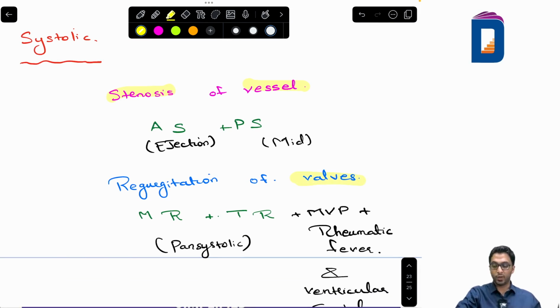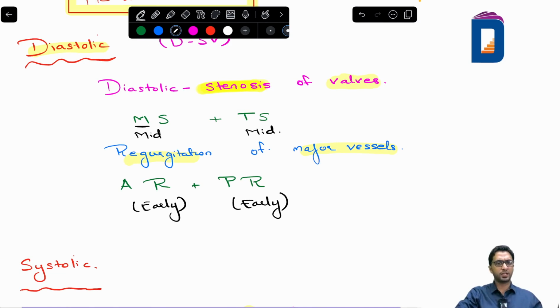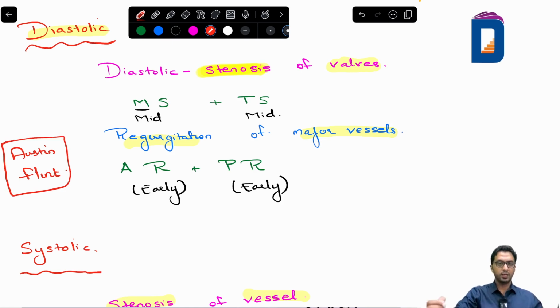Okay. And one more thing I just want to add here. Let me see if I can add with a particular color. Which color will I use? Okay. Basically, there are two more murmurs. Austin Flint murmur, which is a diastolic murmur. I hope you have seen this. We have discussed this in the lectures. It's a diastolic murmur in aortic regurgitation. Write it separately.